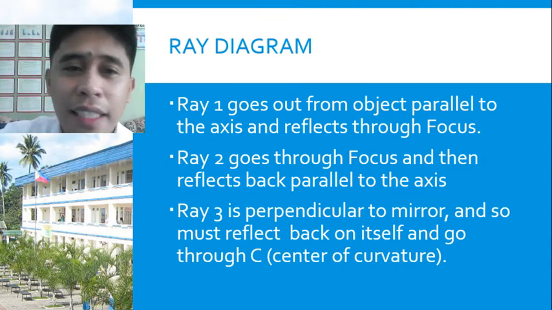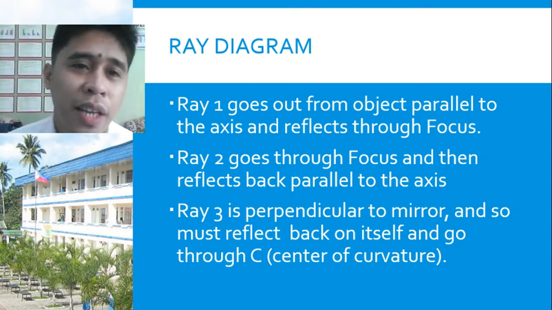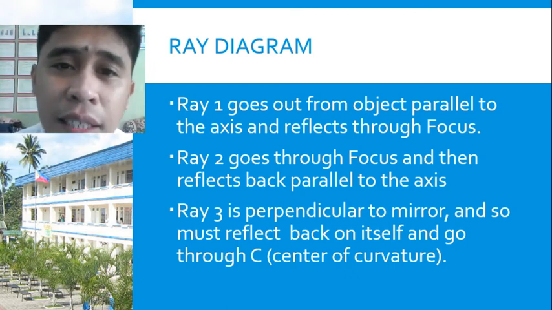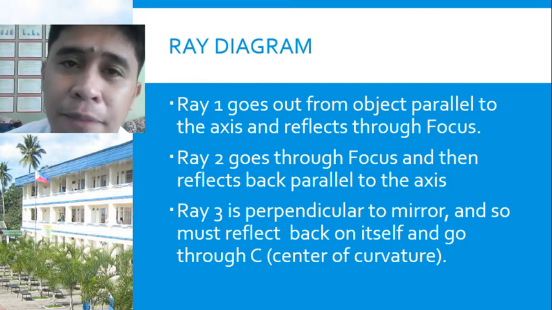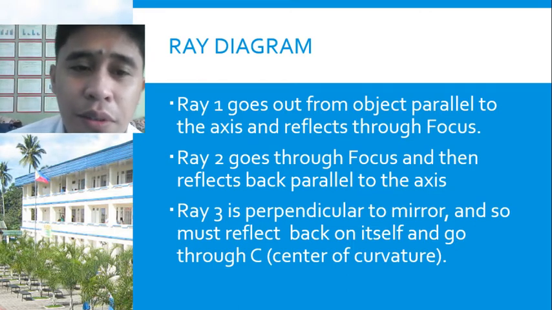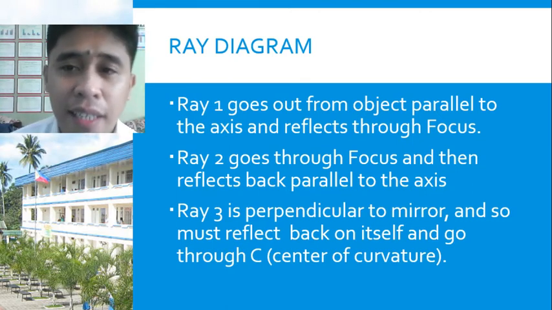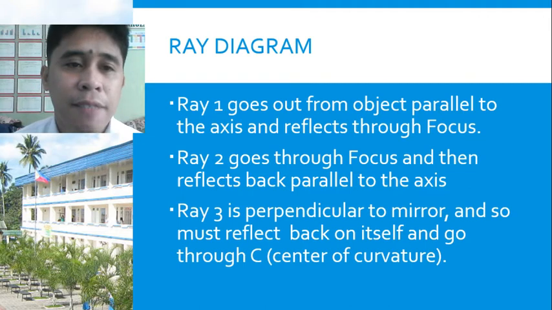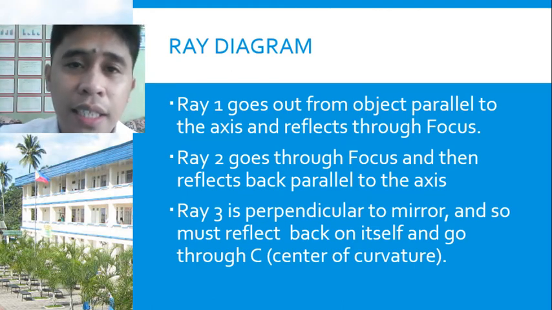There are three statements here that we will be following. One is that ray 1 goes out from the object parallel to the axis and reflects through F. Ray 2 goes through F, that's the focus, and then reflects back parallel to the principal axis. Ray number 3 is perpendicular to the mirror and so must reflect back on itself and go through C, which is called the center of curvature.